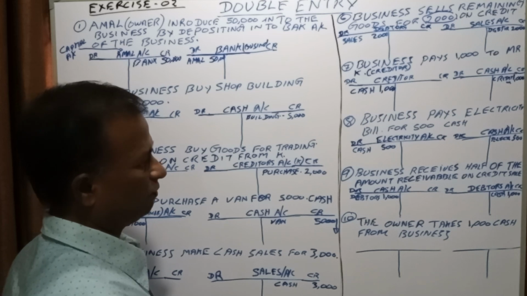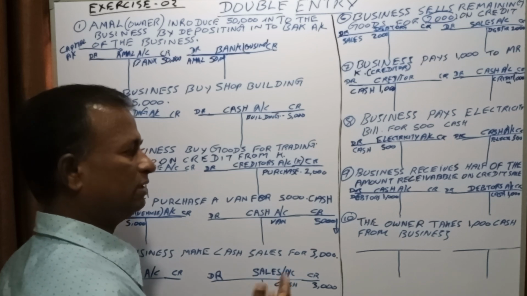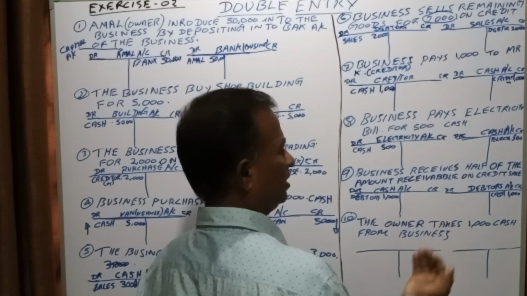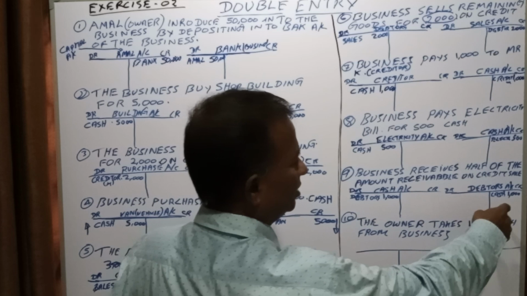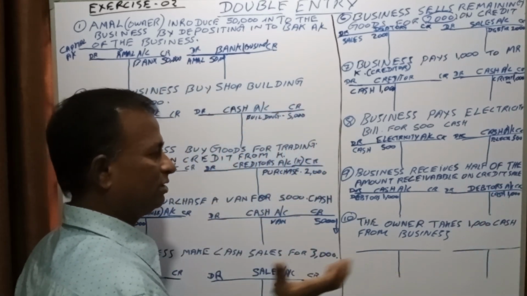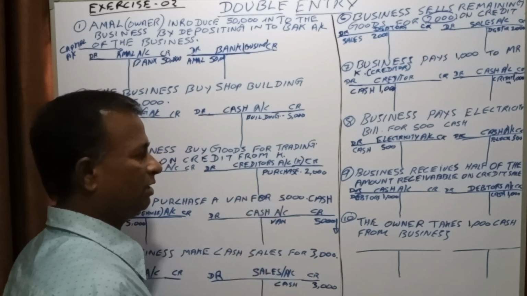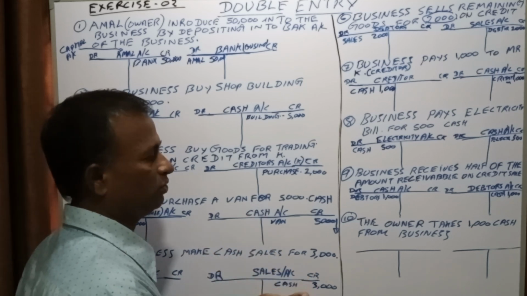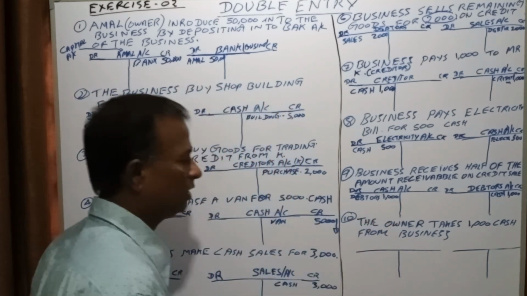Business receives half of the amount receivable on credit. Amount receivable always comes under the current assets. That is debtors. We are receiving, which means the debtors account is going to decrease. If it is going to decrease, we have to credit the amount. We are receiving cash, which means cash is going to increase. When cash increases, the assets increase. If the assets increase, we have to pass a debit entry. Okay, understood?